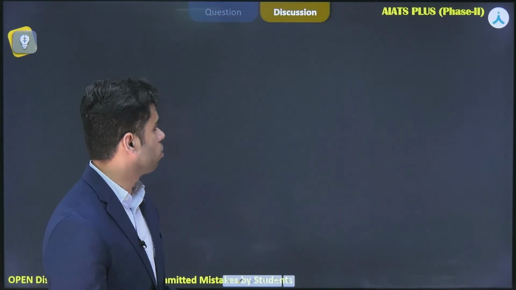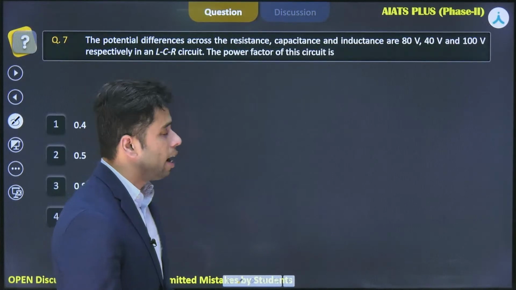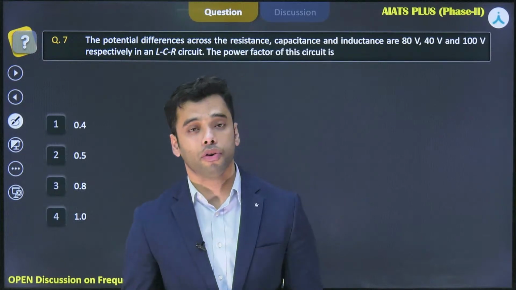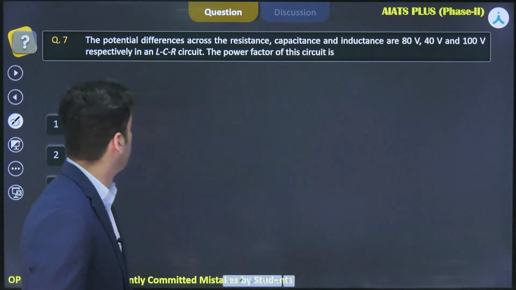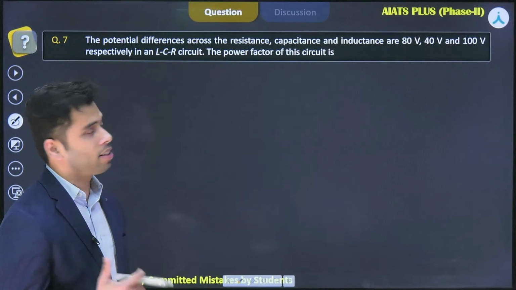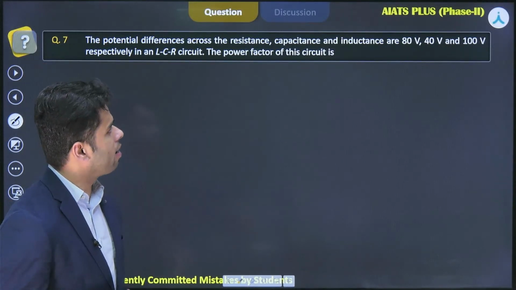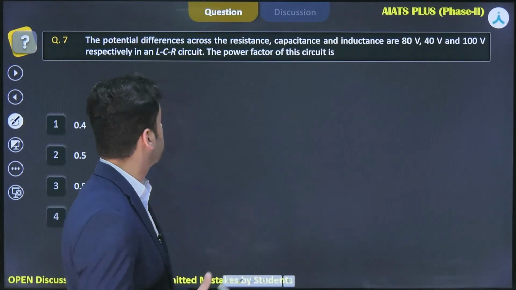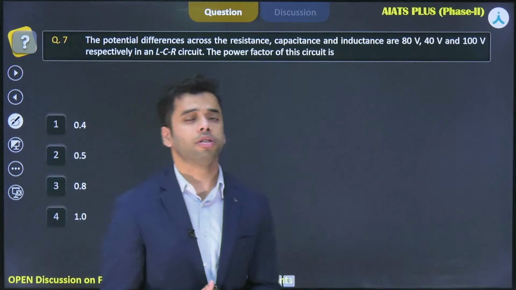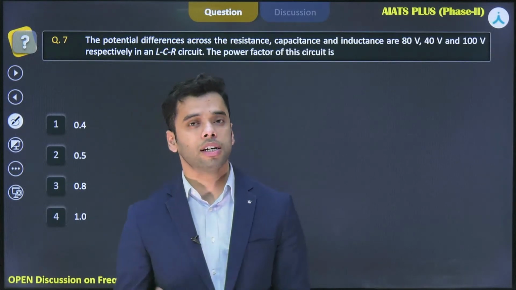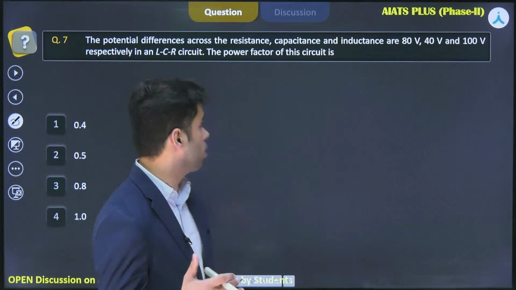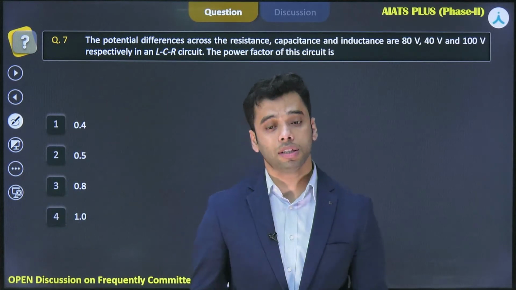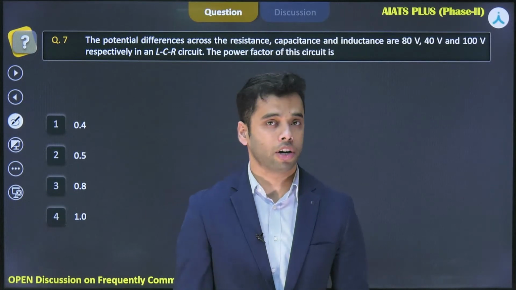Now let's move forward to the next problem, and it is problem 7 from the original paper of your mock test 5. It says that the potential differences across the resistance, capacitance and inductance are 80 volt, 40 volt and 100 volt respectively in an LCR circuit. So you have been given the voltage drop across the resistor, capacitor and inductor in a series LCR circuit connected to an AC source. And what they are asking from you is the power factor of the circuit. So they want you to calculate the power factor of the circuit.